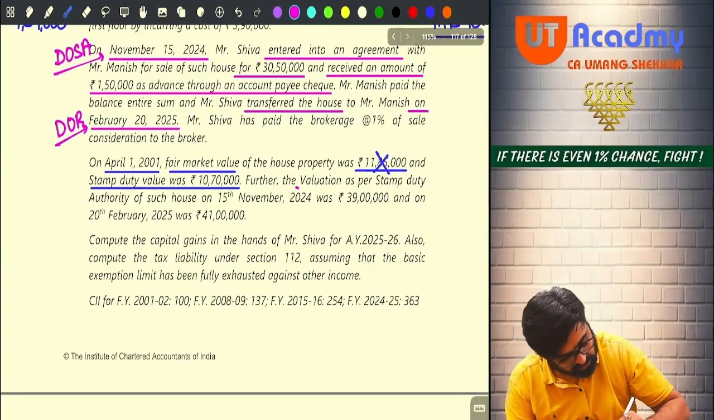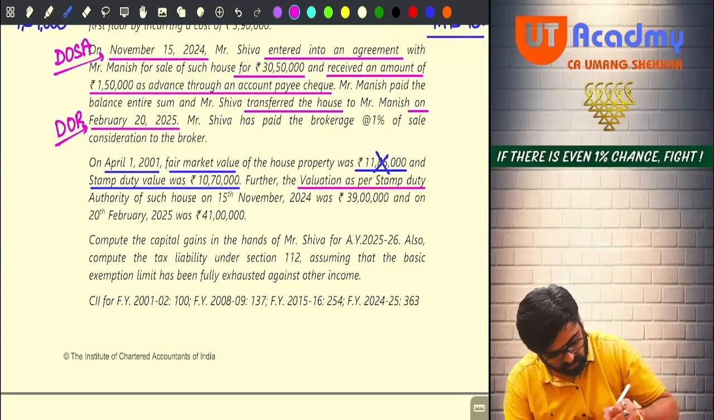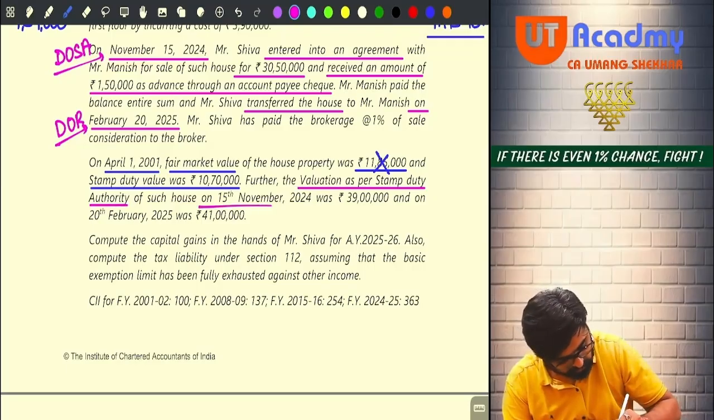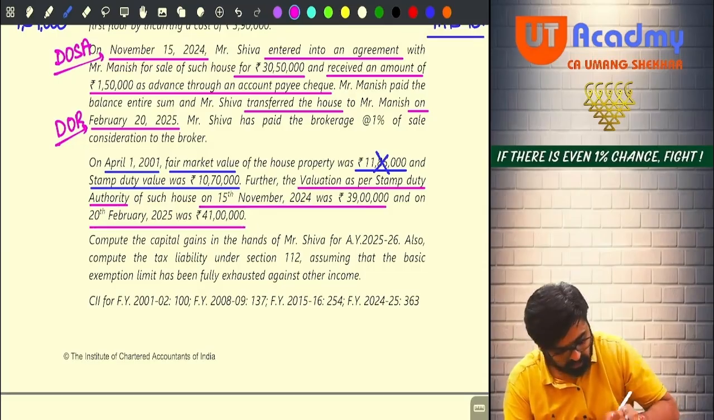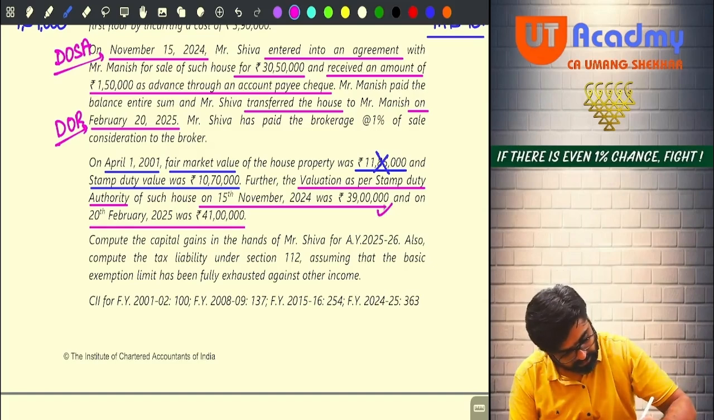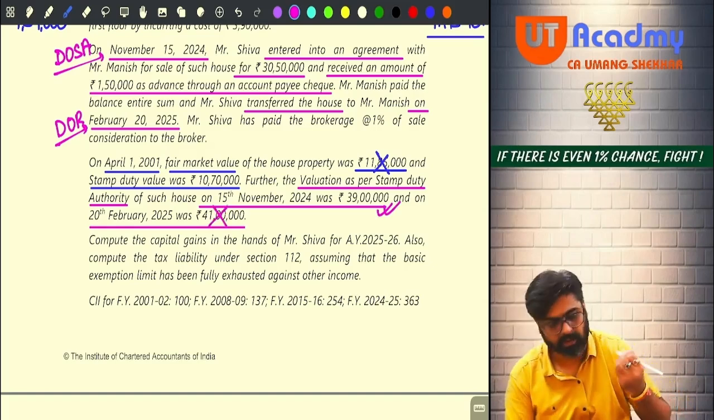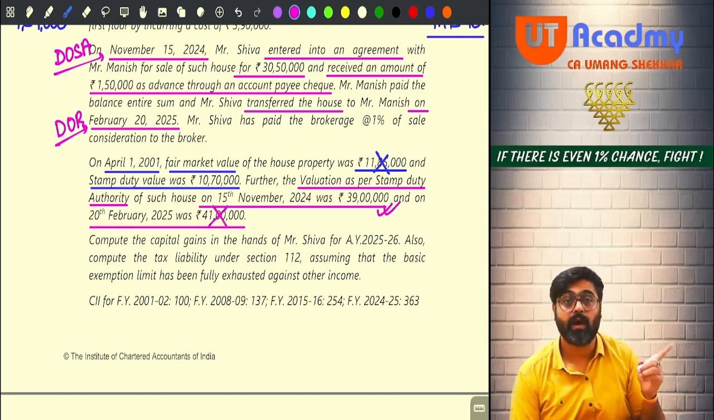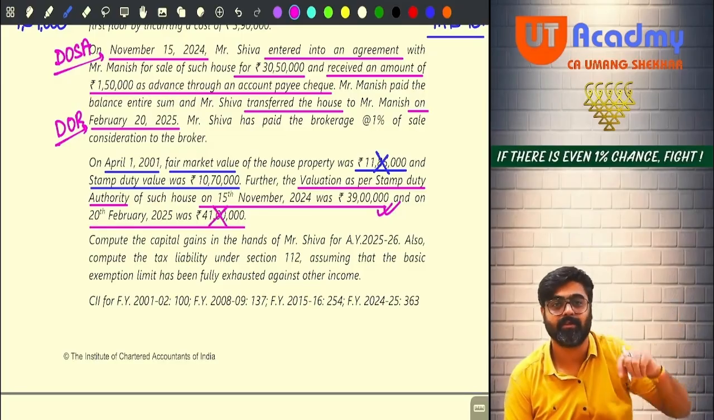The valuation as per stamp duty authority of such house on 15th November was 39 lakhs and on 28th February it was 41. Tell me which one to take. I will take this 39 lakhs and I will ignore this 41 lakhs. So now stamp duty value is higher than the sale consideration. Check.